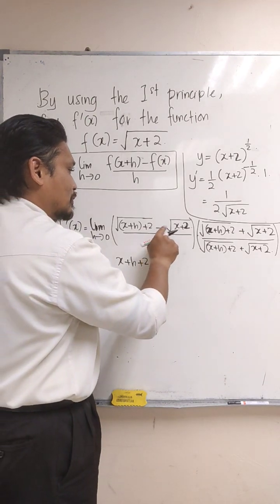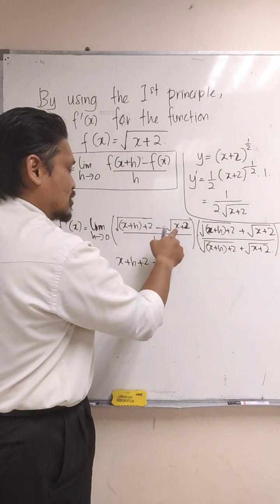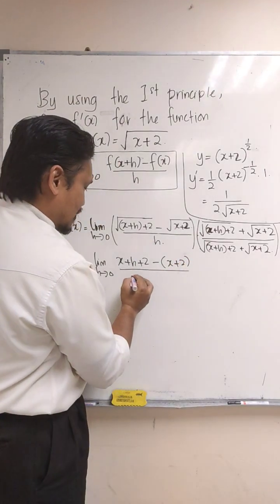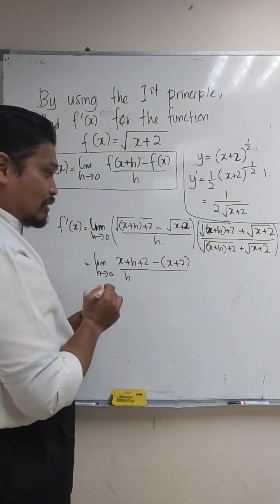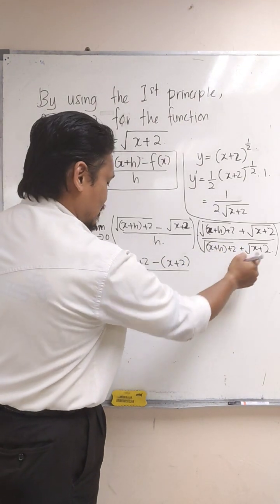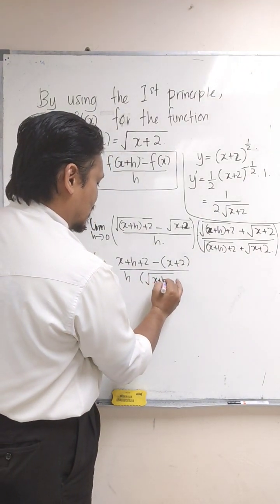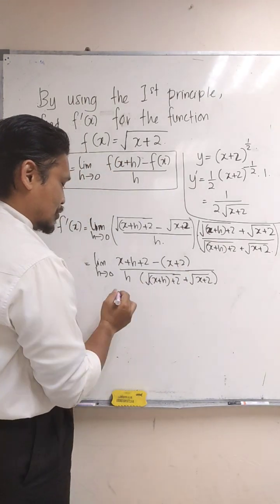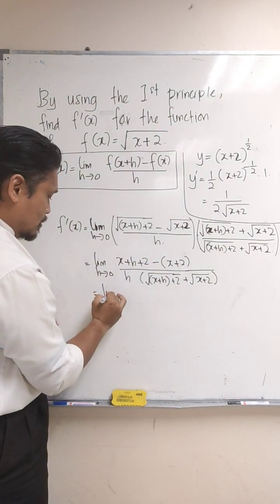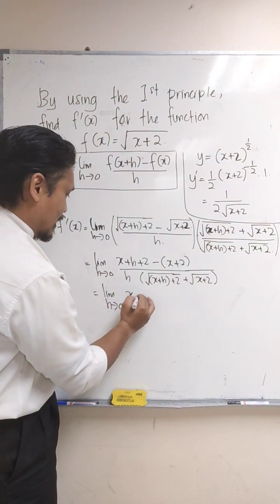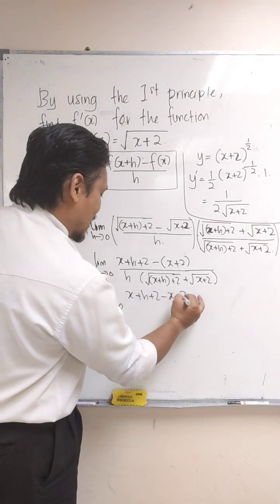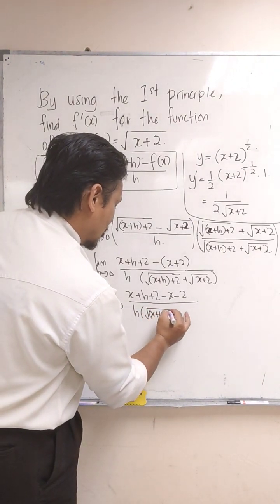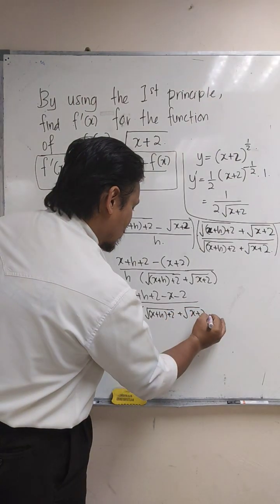finally, negative times positive is negative. Square root of x plus 2 multiplied with square root of x plus 2 gives you x plus 2. Then we have h here. H multiplied with this and this, so square root of x plus h plus 2 plus square root of x plus 2. Now simplifying this: limit of h approaching 0, x plus h plus 2 minus x minus 2, divided by h times square root of x plus h plus 2 plus square root of x plus 2.